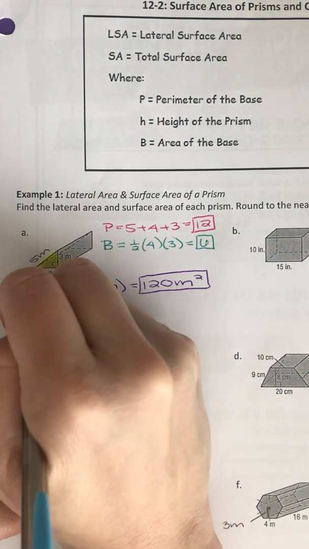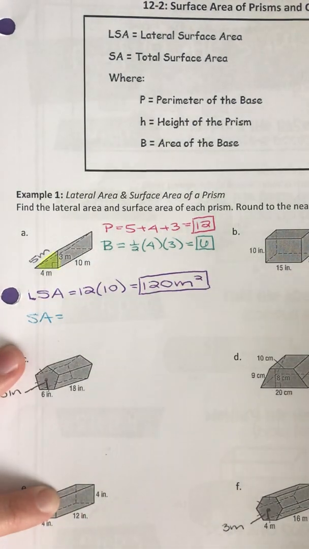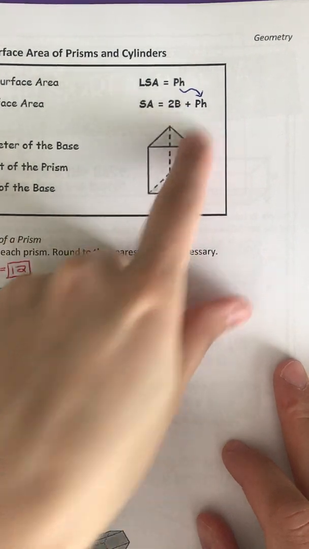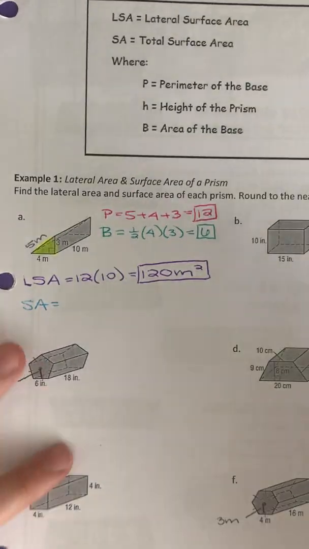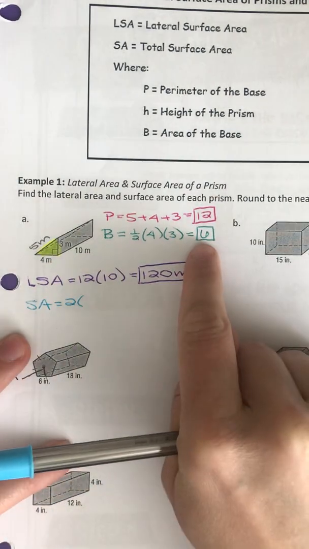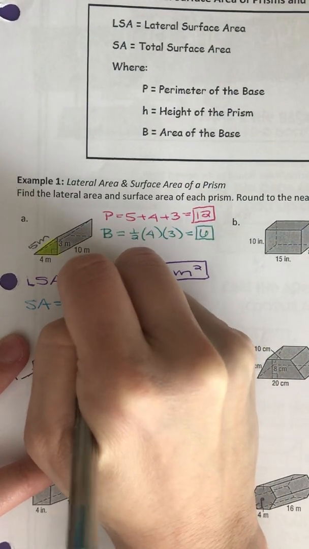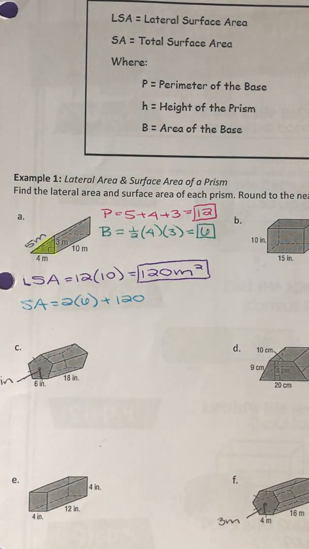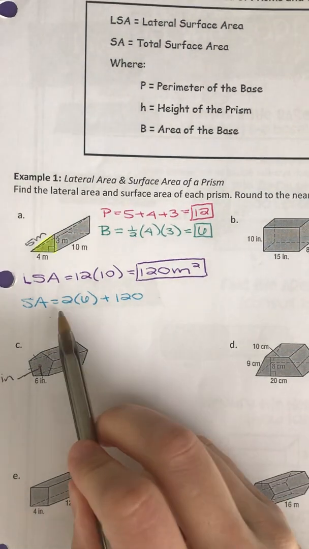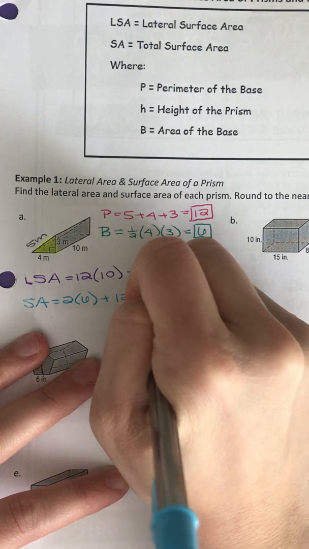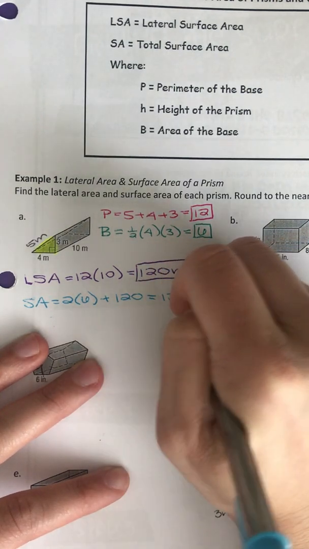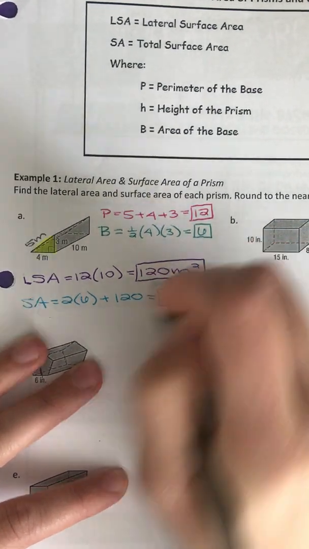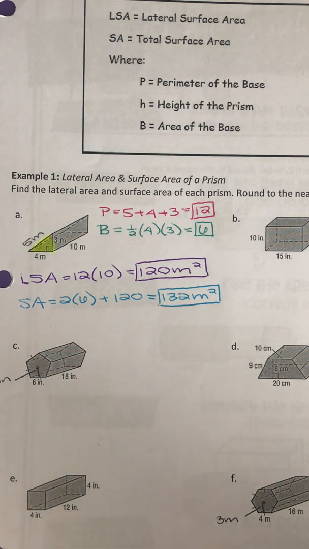Now for my regular surface area, I'm going to do 2 times B, I already found B, and then I'm going to add that 120 that I already found. So 2 times B plus that 120 that I found from the top problem. So 2 times 6 is 12, plus 120 is 132 units squared. Okay, if you can't do it in your head, make sure you use a calculator.